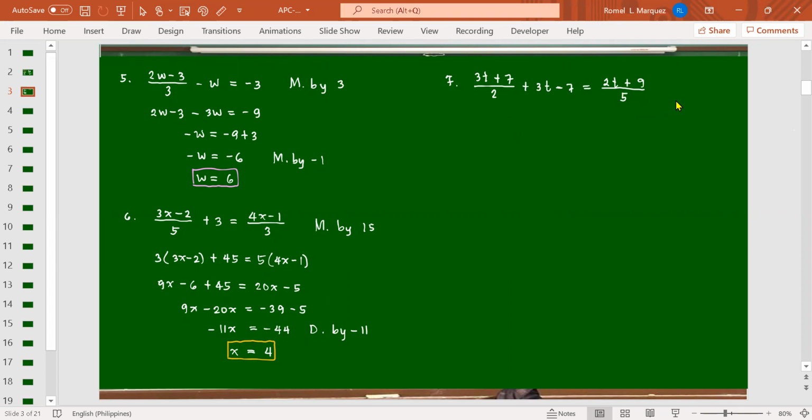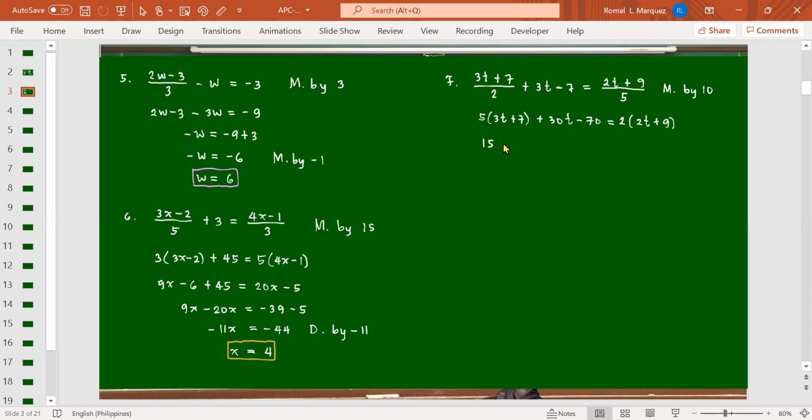So again, we have to simplify this equation by eliminating the denominators. To eliminate the denominators, or to get rid of the denominators, multiply by 10, both sides of the equation. So for the first term, we have 10 divided by 2 is 5, multiplied by 3t plus 7. Then second term, we have 30t minus 70, and that is equal to 10 divided by 5 is 2, multiplied by 2t plus 9.